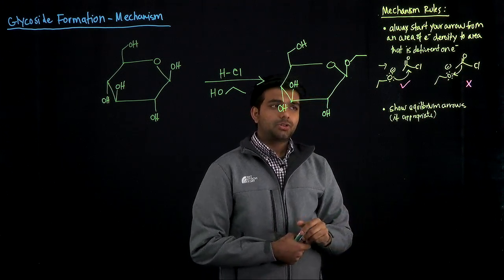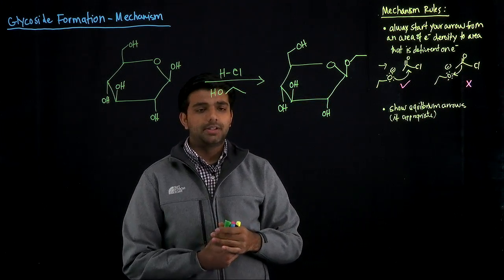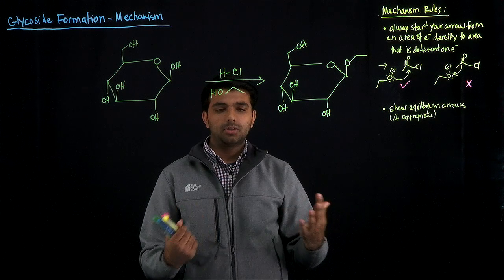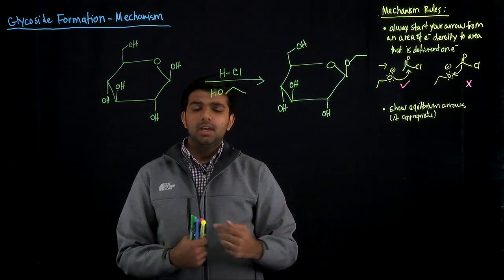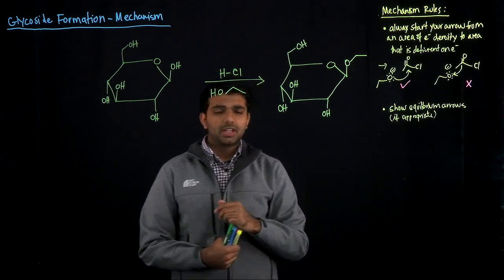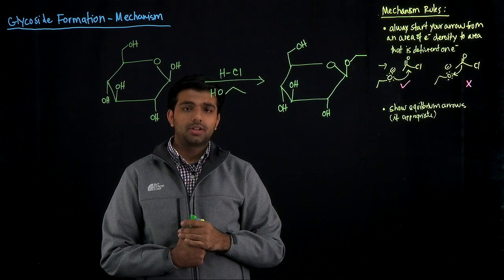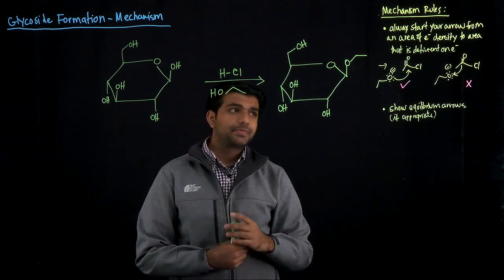And the second one is to show your equilibrium arrows when necessary. So if you've got two reactants that are in equilibrium with each other, meaning they're reversible, you want to show those arrows. If it's a one-step or one-way reaction, you want to make sure that you show the one-way reaction arrow.